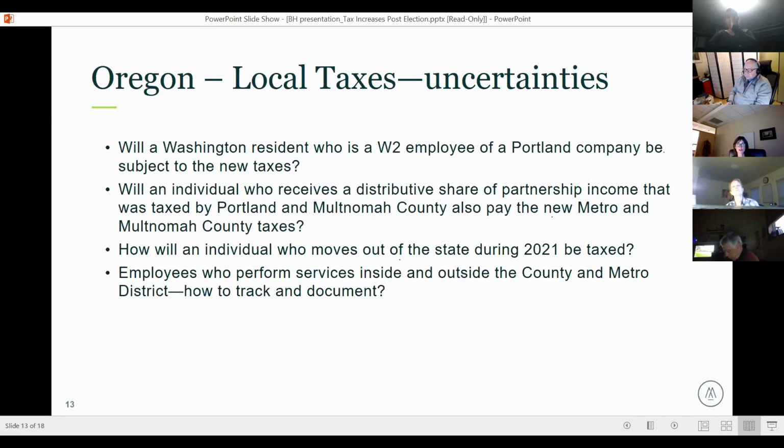Really, we're kind of at a matter of days now. And employees who perform services outside the county and the metro district, how do we track and document that? Again, we're waiting. We don't have guidance. We're waiting for guidance there.